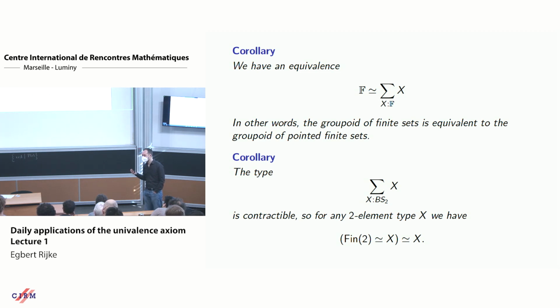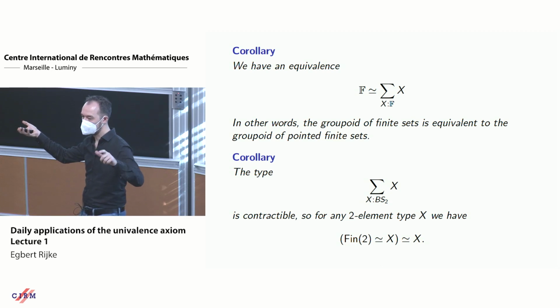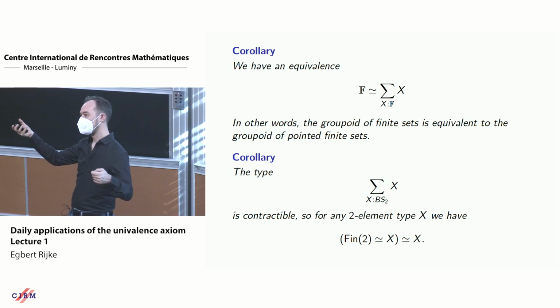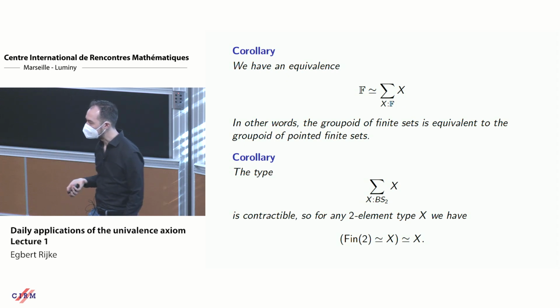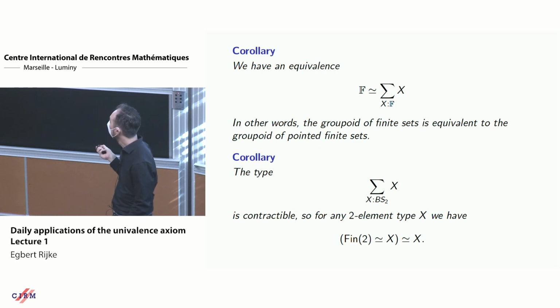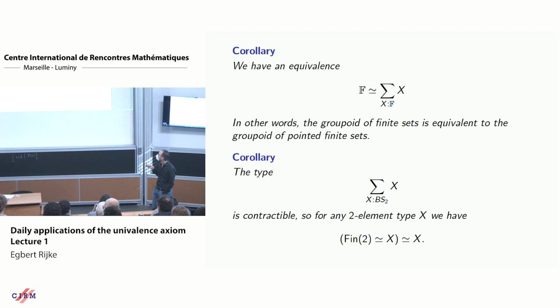If you think about this, what do you have to do to construct an identification from Fin 2 to an arbitrary two-element set? You have to say where the base point of the two-element set goes. Let's say they are true and false, or 0 and 1, maybe. If I say where 0 goes, then I know where 1 should go because the set has only 2 elements. So that's a very elementary application again. And the type of all equivalences from Fin 2 to X is equivalent to X. Yeah, that's what we use there.